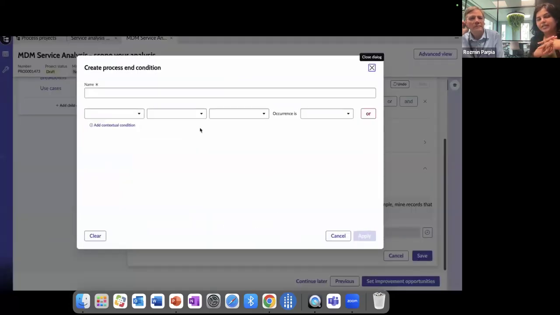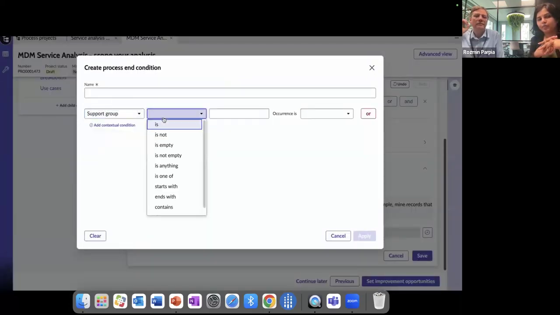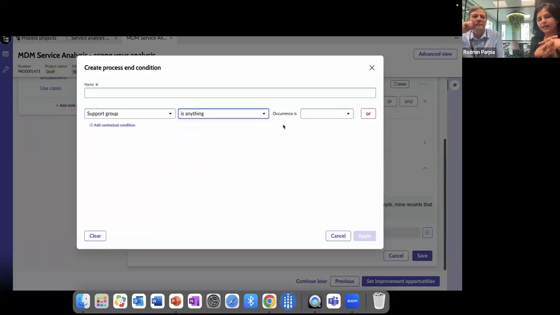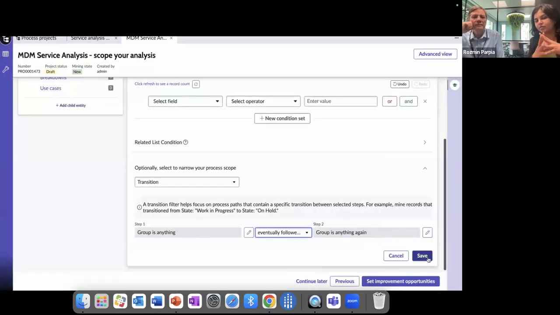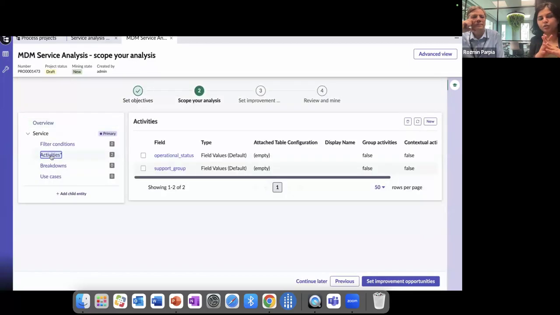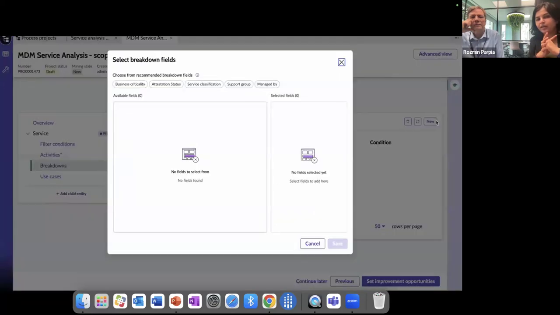And then step 2 is that support group is anything, and all occurrences of it, and you can name it support group is anything again. So if the group keeps changing, then you'd be able to spot it on the process map, and you're not mining for anything else. You're just mining for this one filter, and eventually followed by should be the relationship, and you save it. For now, I just don't want to go into that. I just wanted to show that feature of how to do multi-hop.